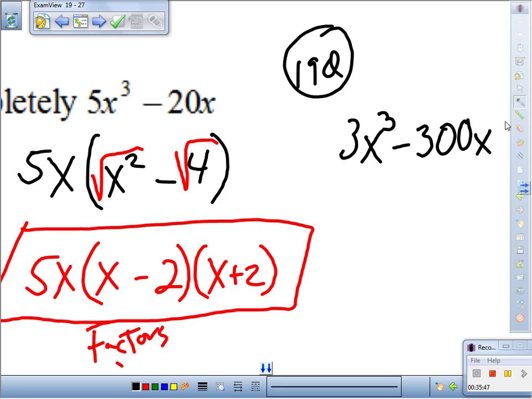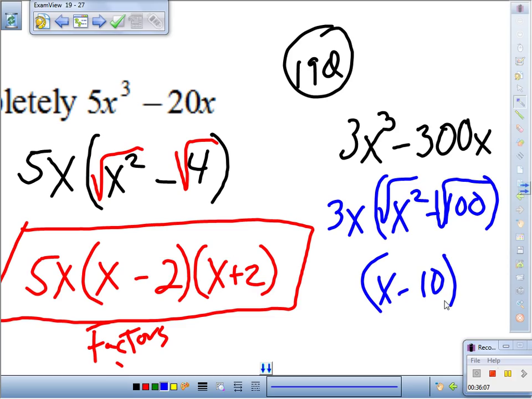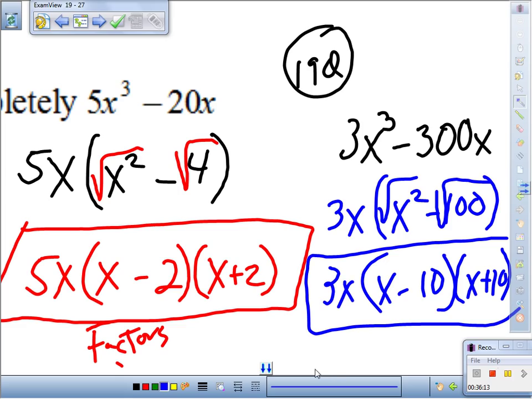Ready? All right, who got, let's see, GCF was what? 3x, and we got x squared minus 100. Let's see, square root of this, x, square root of this, 10. Is it a difference? Yes, so this is x minus 10, x plus 10, and all that times 3x, and these are my factors. Have you got that? Okay, good. Go to number 20.